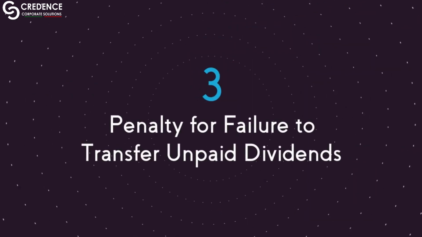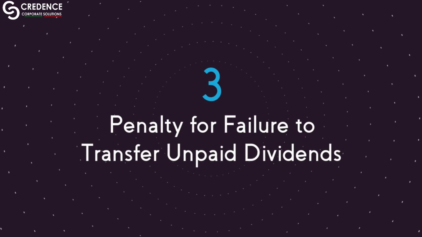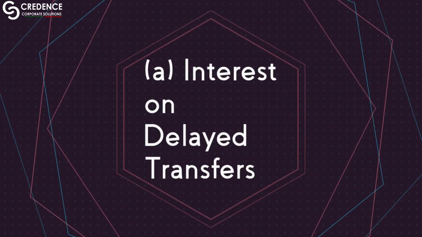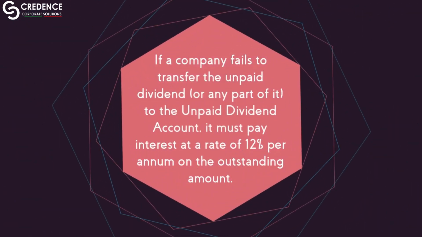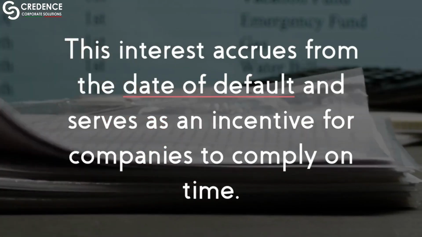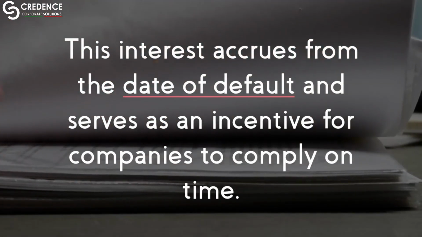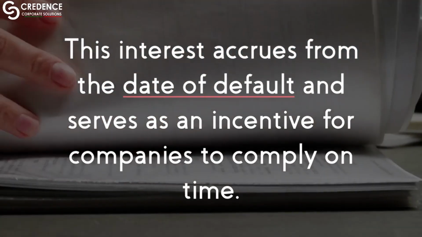3. Penalty for failure to transfer unpaid dividends. A. Interest on delayed transfers. If a company fails to transfer the unpaid dividend, or any part of it, to the Unpaid Dividend Account, it must pay interest at a rate of 12% per annum on the outstanding amount. This interest accrues from the date of default and serves as an incentive for companies to comply on time.